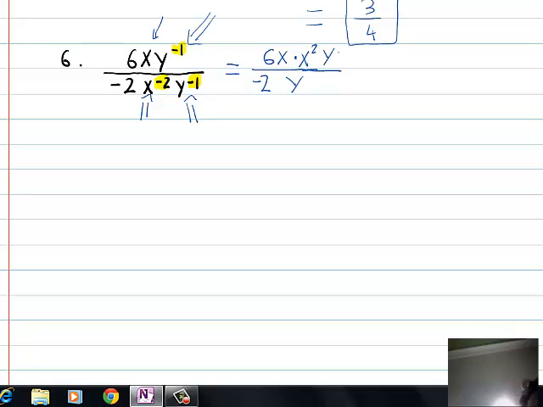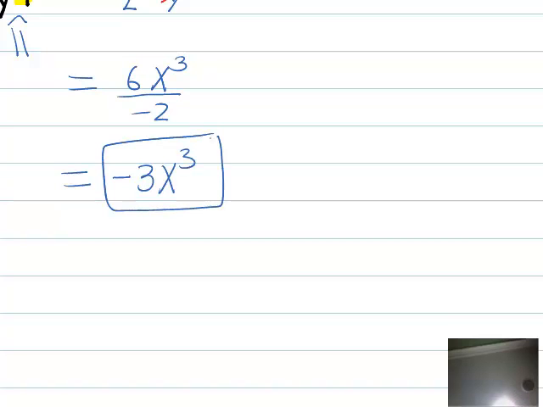Now we can clean things up, like y goes away with y. So what do we have here? We also have 3 x's, so we get 6x to the third over negative 2. So that becomes 6, and negative 2 goes into 6 negative 3 times. So final answer. There you go.